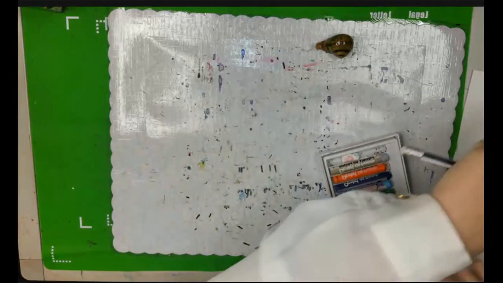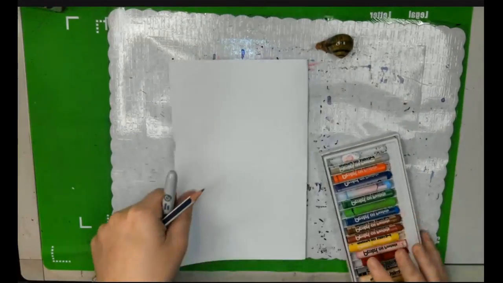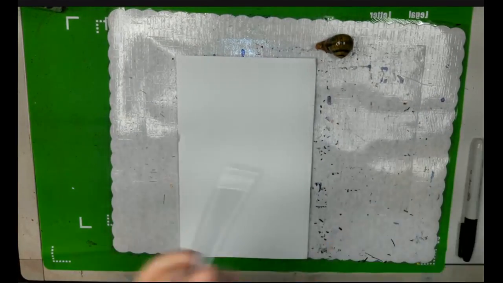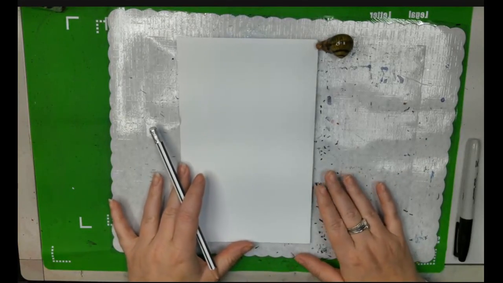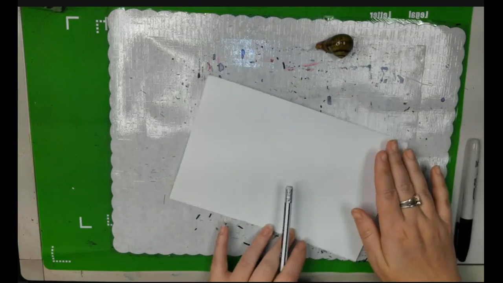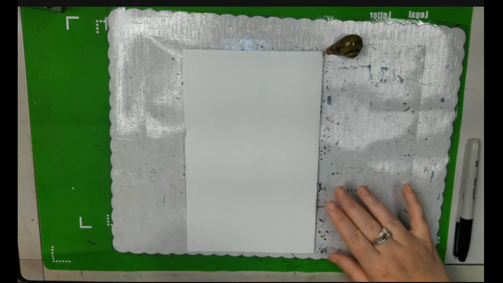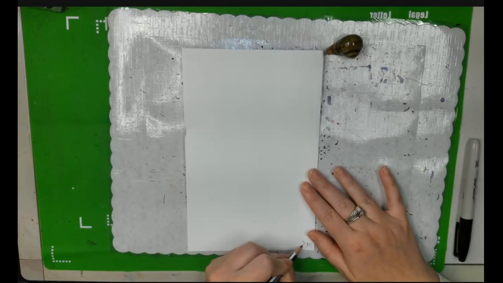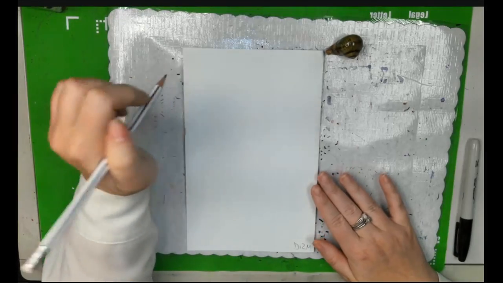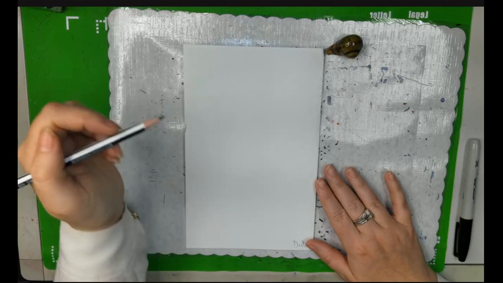So I'm going to get these out of the way. We're going to get our paper. Make sure it is in portrait. Portrait, not landscape. I know we've been doing a lot of landscape. We are doing portrait today. We're going to write our name, and this is a warm up.